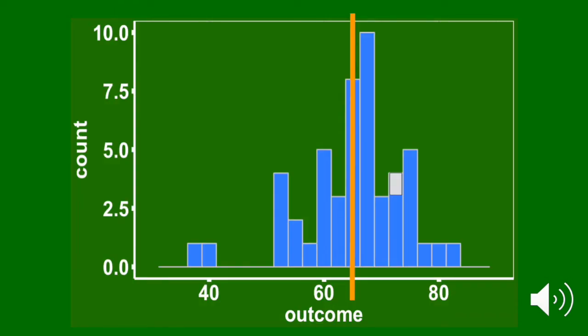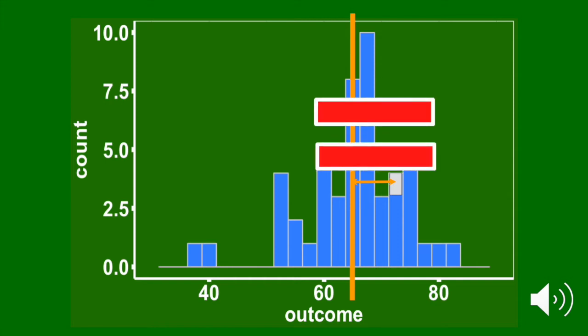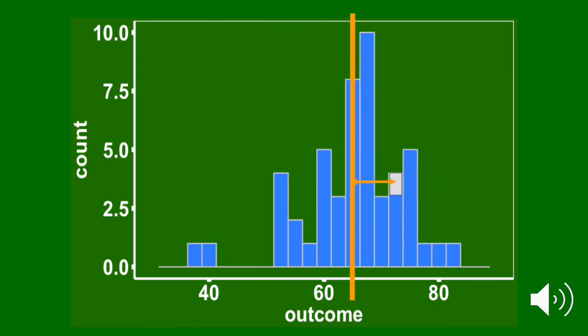So let's break down this idea of error from the model a little bit more concretely with this one data point that we've colored white. So here we see this distribution, there's variation, and here's this simple model, the mean, 64. But you could see this data point is not exactly our model. Our model is wrong, right? Well, how wrong is it? We could represent how wrong it is by this distance between the data point and the model.